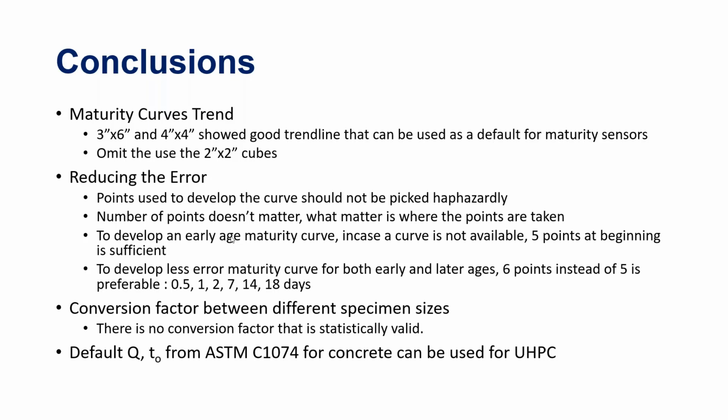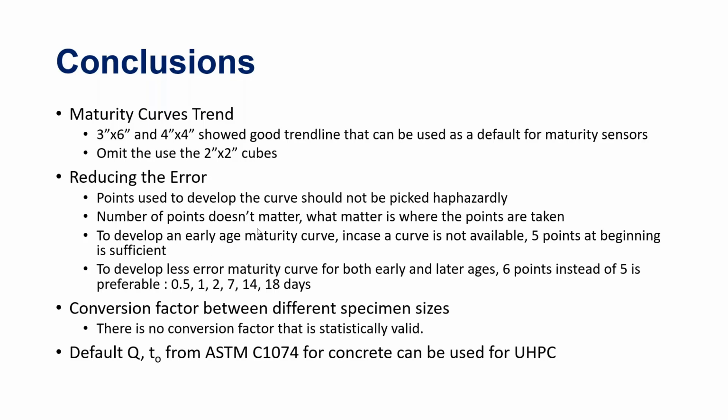The number of points does not matter really. 5 versus 7, maybe more points is better, of course, but it's not about 5 or 7. It's more about where you are choosing these points among the range of the ages. You can choose 5 points in the right ages and get a better curve than 10 points that you choose all in one day, for example, or in the first 24 hours. So it's not only the number of points, but also how you pick your points.